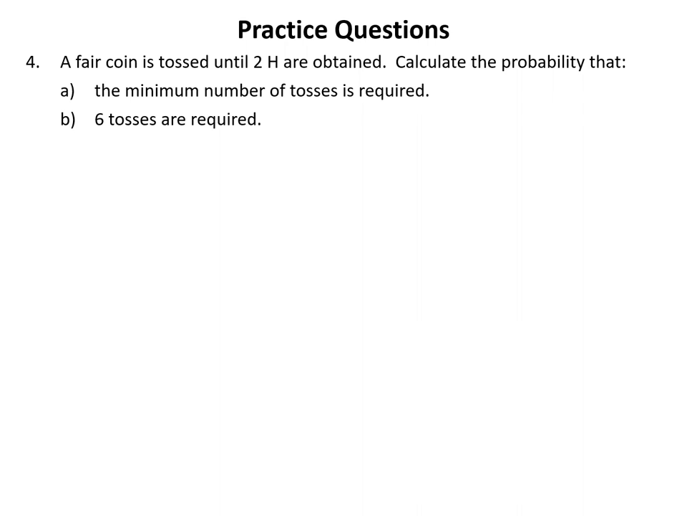Question 4. A fair coin is tossed until 2 heads are obtained. And we're asked to calculate the probability that A, the minimum number of tosses is required, and in part B, that 6 tosses are required.